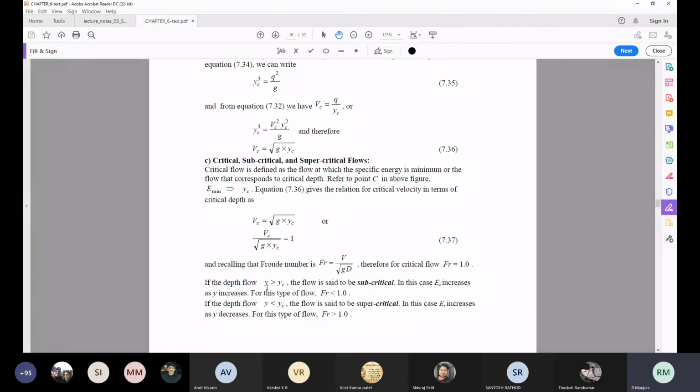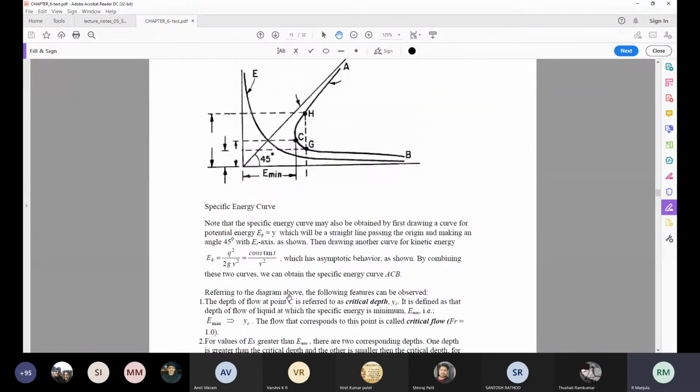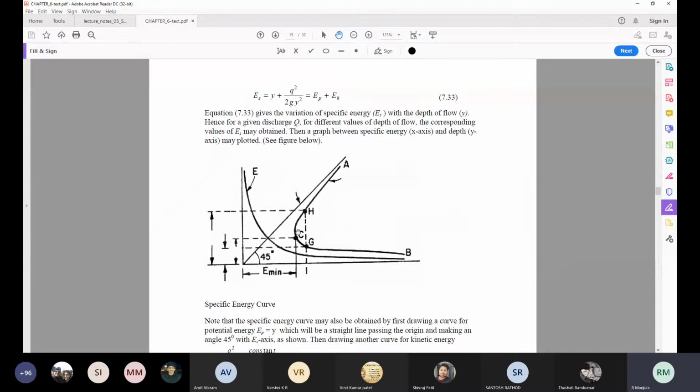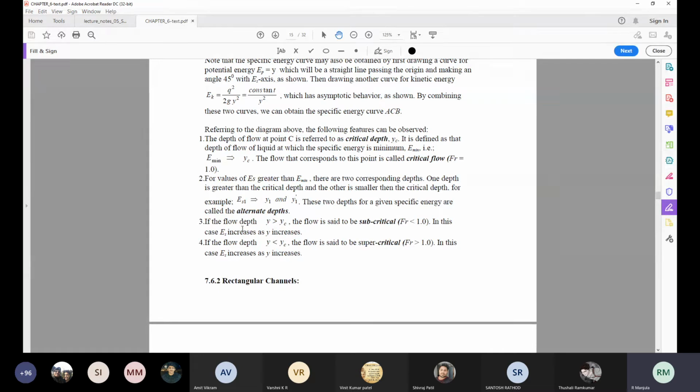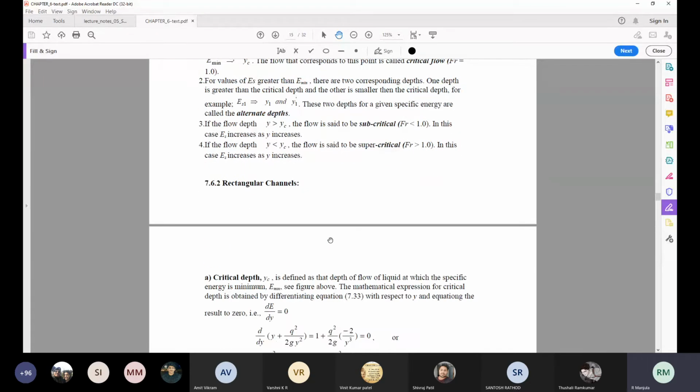Now the condition Y is greater than YC: flow A to C is subcritical flow, and B to C is supercritical flow. Have you understood? A to C is subcritical flow, B to C is supercritical flow, because in AC the depth of flow is greater than the critical depth, and in BC the depth of flow is lesser than the critical depth. So if the flow depth Y is greater than YC, it is subcritical. Please remember this is most important. If the depth of flow Y is less than YC, then it is supercritical.